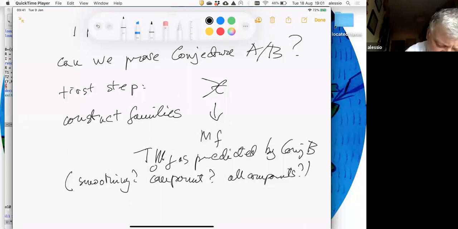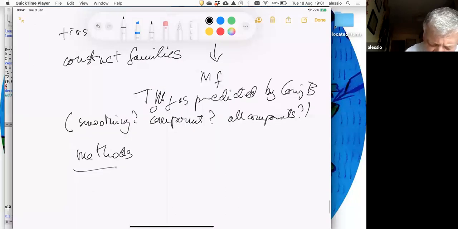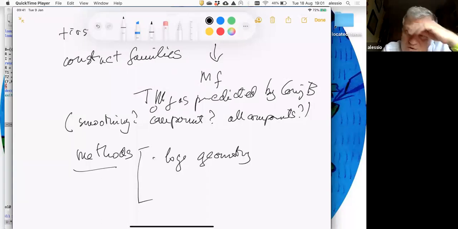And the methods for constructing them, I know two. One is log geometry, where we break your toric variety down into certain pieces, and then you put some log structures on it, and then you try to use the methods of log geometry to smooth the stuff, to construct deformations.